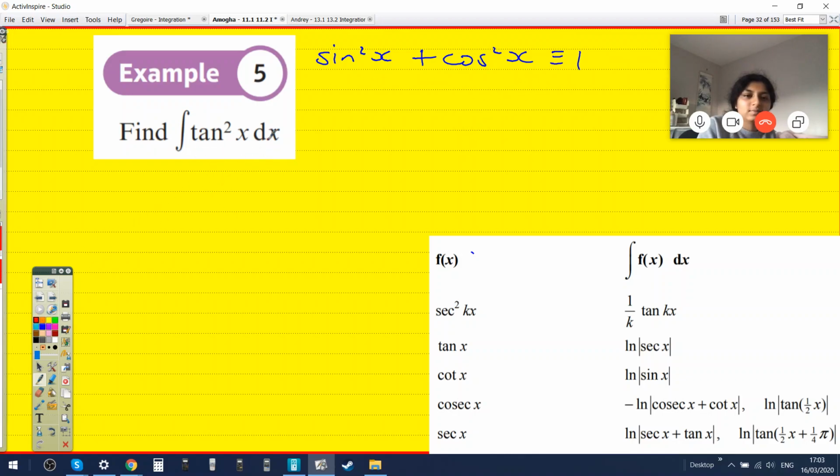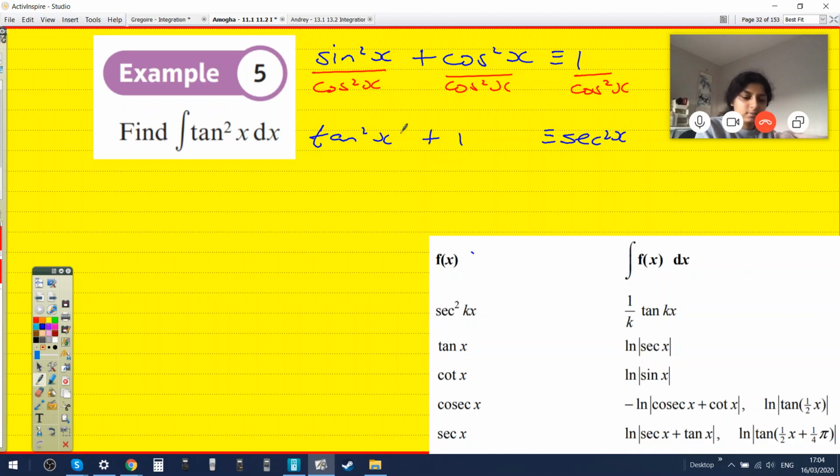If we want tan, what do we have to do? I just divide everything by cos squared x to get sine over cos, tan. And so what does that give you? Tan squared x plus 1 is equal to sec squared x. And so what's tan squared x equal to? Sec squared x minus 1. I never remember if it's plus 1 or minus 1, and so I just do that.